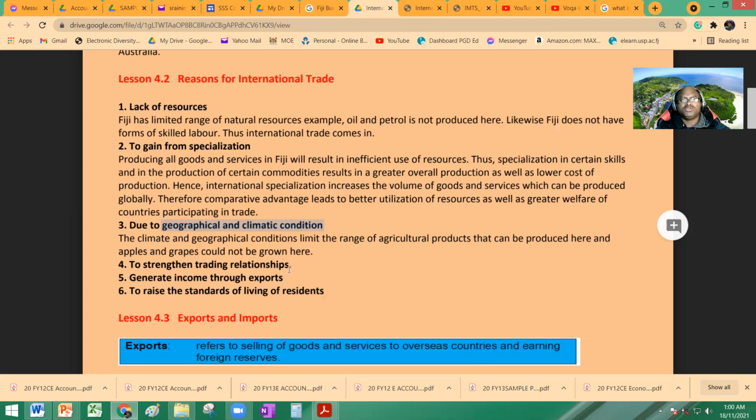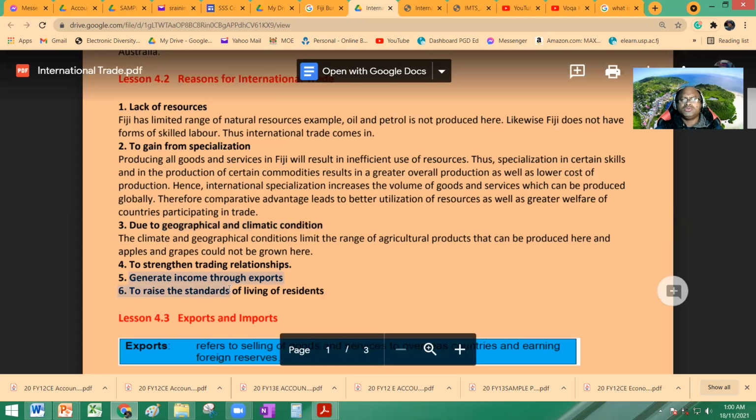To strengthen relationships. That's one of the ways countries trade with each other, so that they can have a strengthened relationship together. They can build a relationship with each other. That's one reason they have to trade with each other.